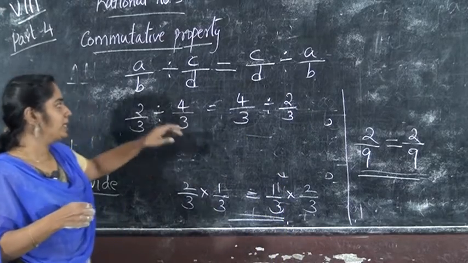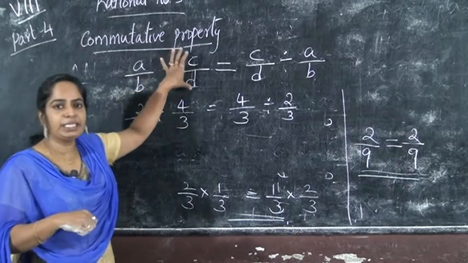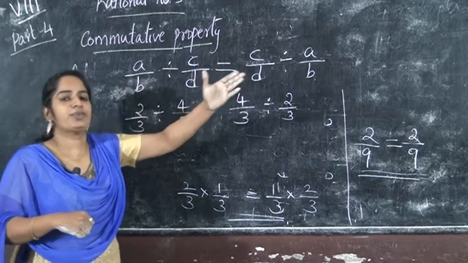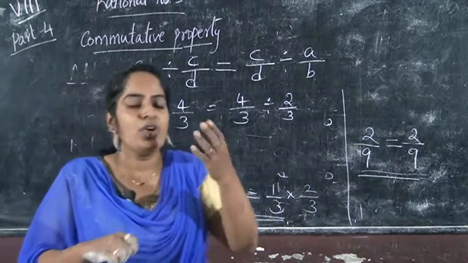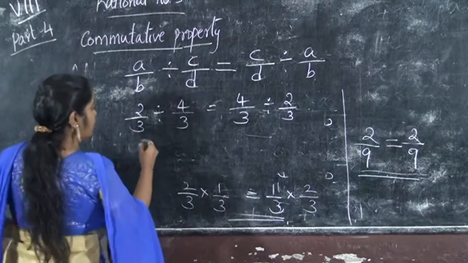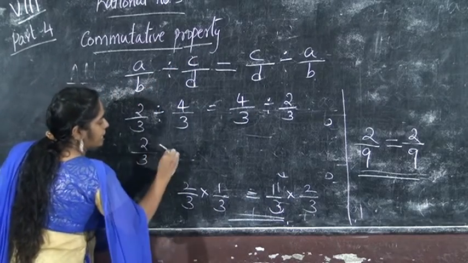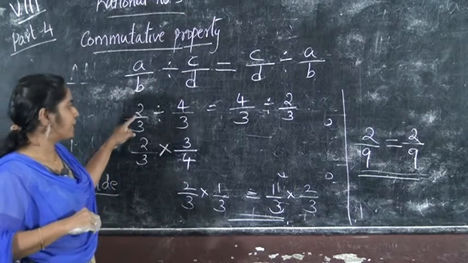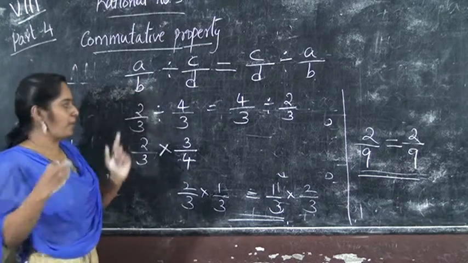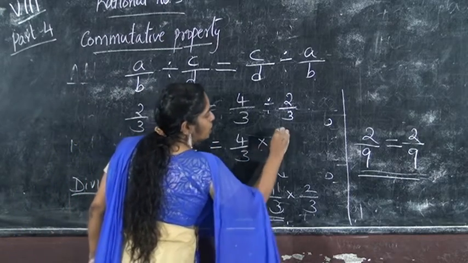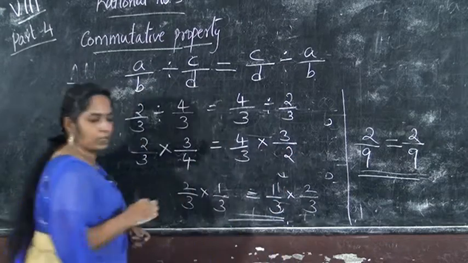What happens here? I told you division means the sign will change, that is division will change and it will become multiplication. So it will rotate and the next number will also rotate. So it will become 2 by 3 into 3 by 4, isn't it, children? 2 by 3 into 3 by 4 will be equal to 4 by 3 into 3 by 2.